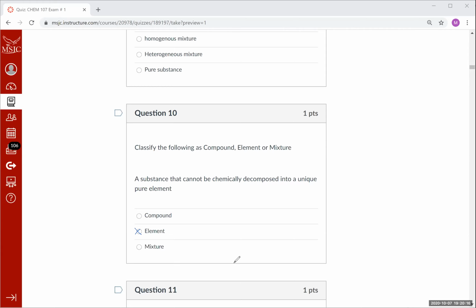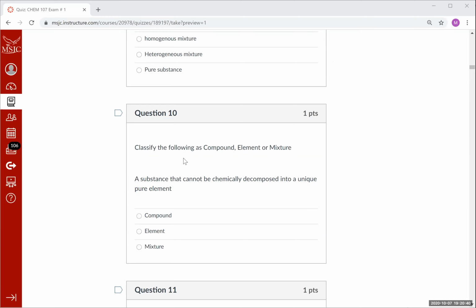Yeah, thank you. Perfect. A mixture can be separated into its component pure substances, but those component pure substances are not necessarily the simplest elements. They could be compounds, et cetera. Does that make sense? Yes, thank you. Perfect.